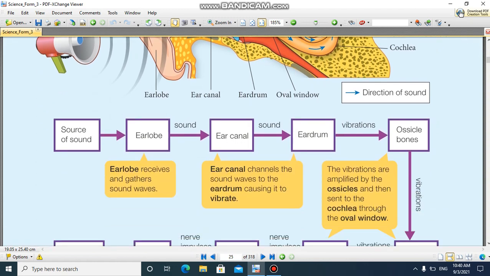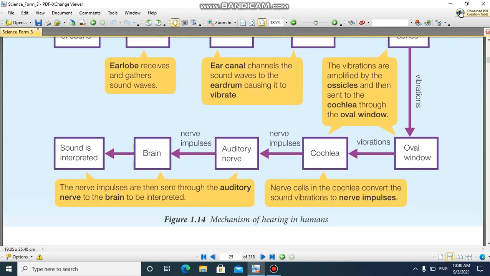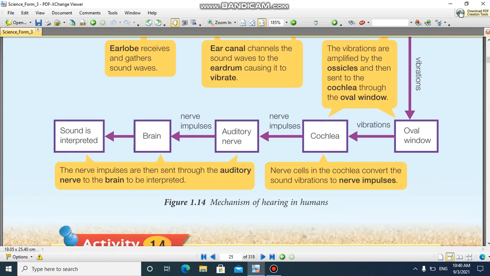Earlobe receives and gathers sound wave, ear canal channels the sound wave to the eardrum, causing it to vibrate. The vibrations are amplified by the ossicles and then sent to the cochlea through the oval window. Oval window, go to cochlea, go to auditory nerve, go to brain, and sound is interpreted. Nerve cells in the cochlea convert the sound vibration to nerve impulses. The nerve impulses are then sent through the auditory nerve to the brain to be interpreted.